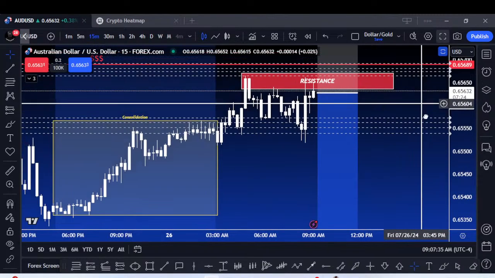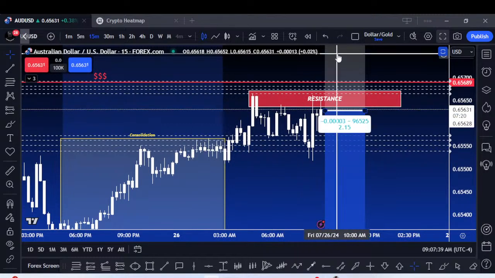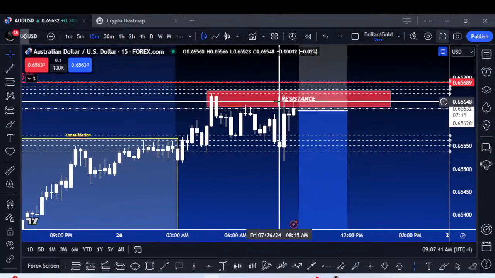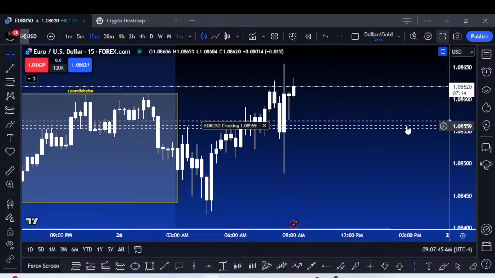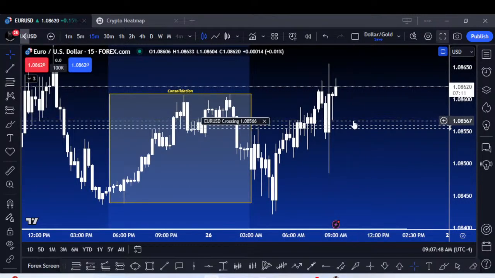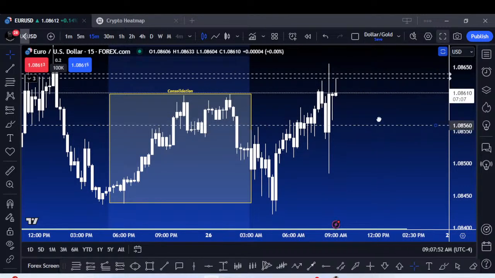Look, our dollar's not really pushing up that heavy, right? If the dollar's falling, this should be rising. It's not. It's having a hard time getting past resistance. All right, that's that. Euro dollar, same deal. If the dollar is falling, the euro dollar should be rising pretty heavily.